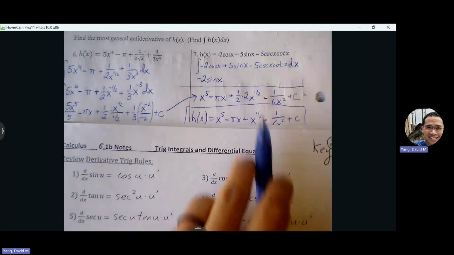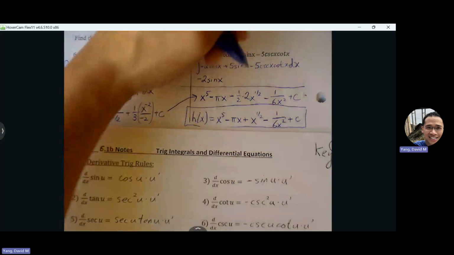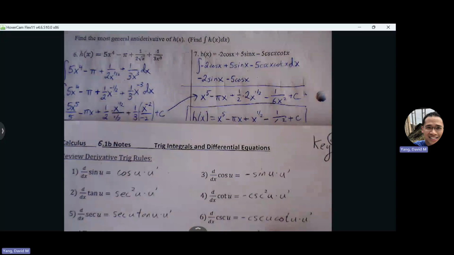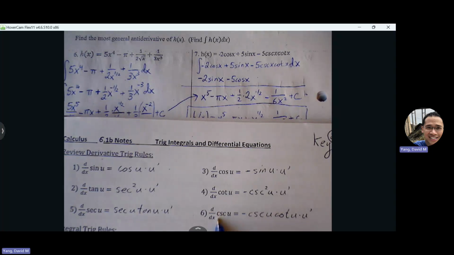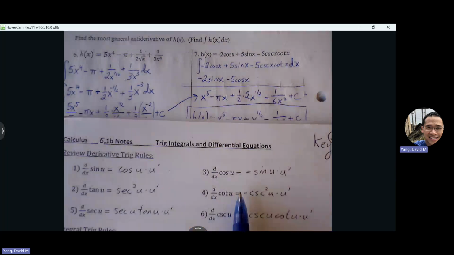Sine is going to turn into negative cosine. And cosecant and cotangent is going to turn into positive, because there's a negative that's outside the rule and there's a negative inside the rule.